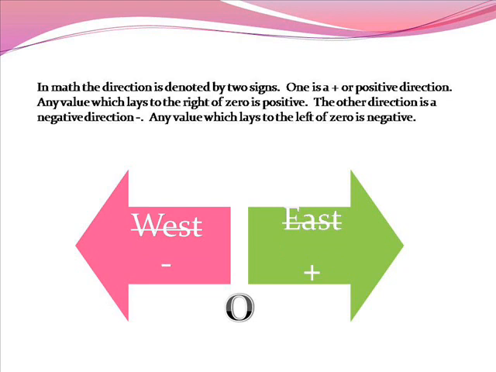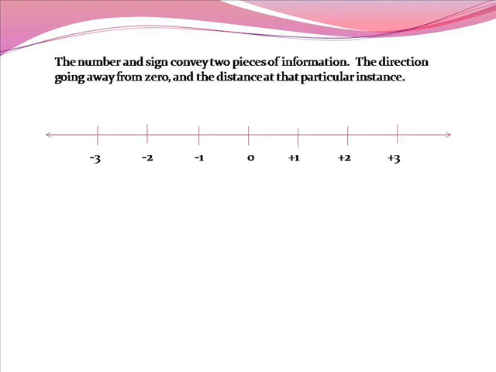But we don't write east or west. Instead, we write positive, which represents numbers to the right of 0, and negative for numbers to the left of 0. Okay, the number and sign convey two different pieces of information: the direction from 0, which way it's going away from 0, and the distance.